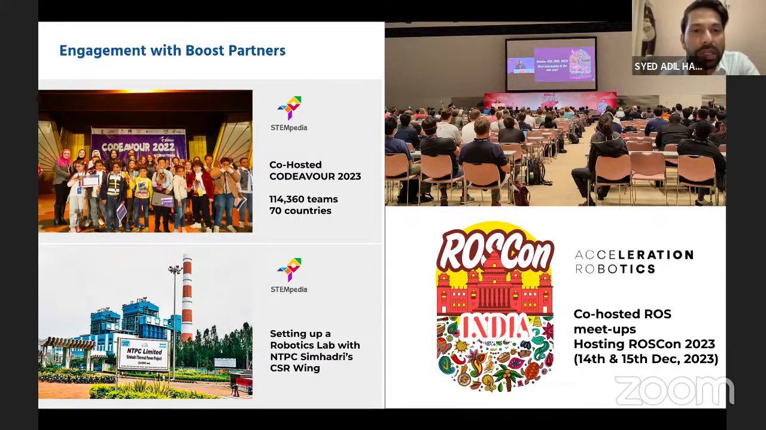If you look at the left-hand side grid, Stempedia is one of the startups in the robotics and AI space. Along with them, we do an annual Codebear challenge, which we call the Codebear AI and Robotics Challenge, for students starting from the age of 6 years up to 15 to 16 years. We do it annually. We reach 1 lakh plus students and 70 plus countries, free of cost. We don't charge them.